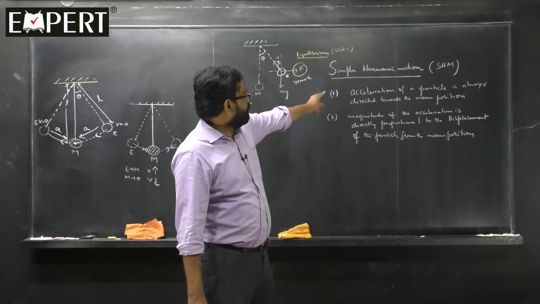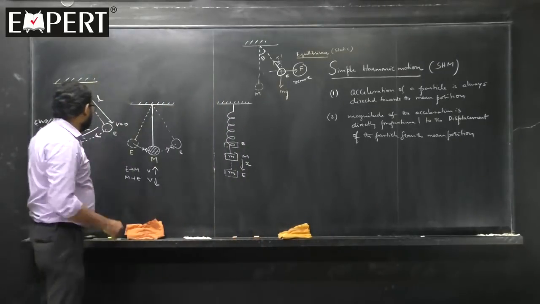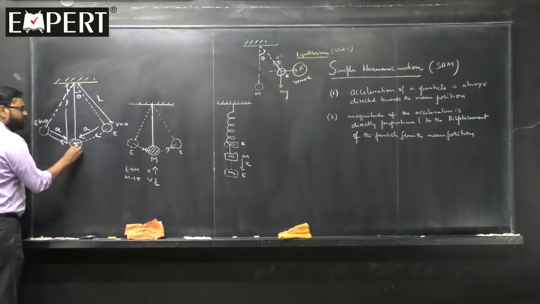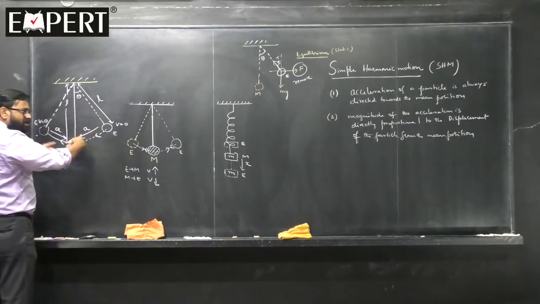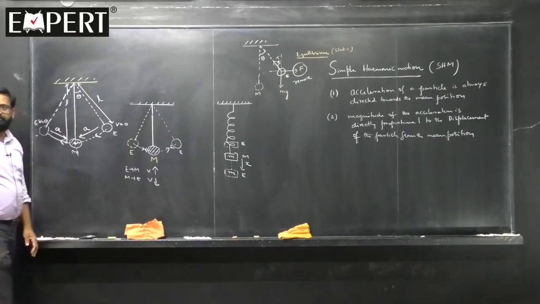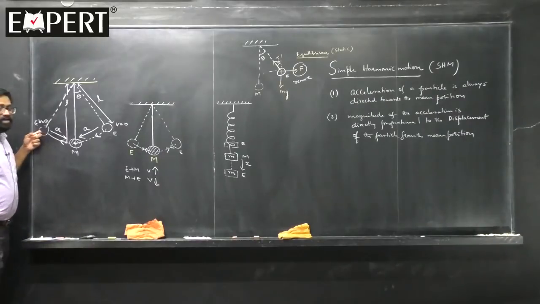See the first condition, acceleration of a particle is always directed towards a mean position. Particle may be moving from an extreme position to a mean position, or from mean position to extreme position. Every time acceleration is directed towards the mean position only. Correct? Let us continue. Again, when the bob reaches extreme position, its velocity has become 0, right?